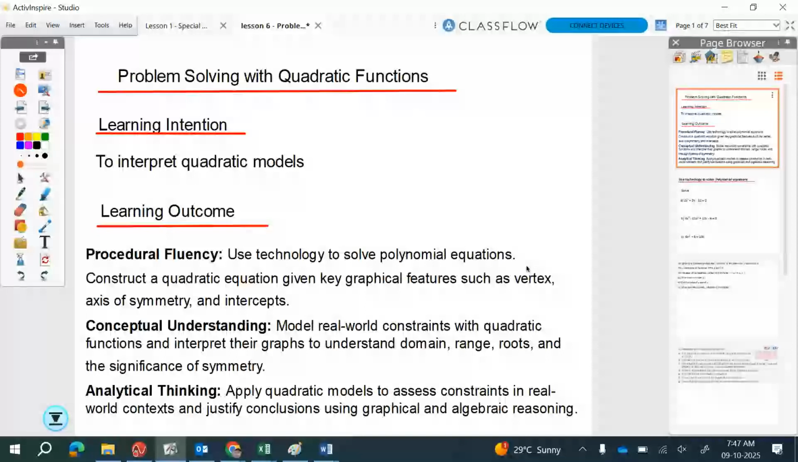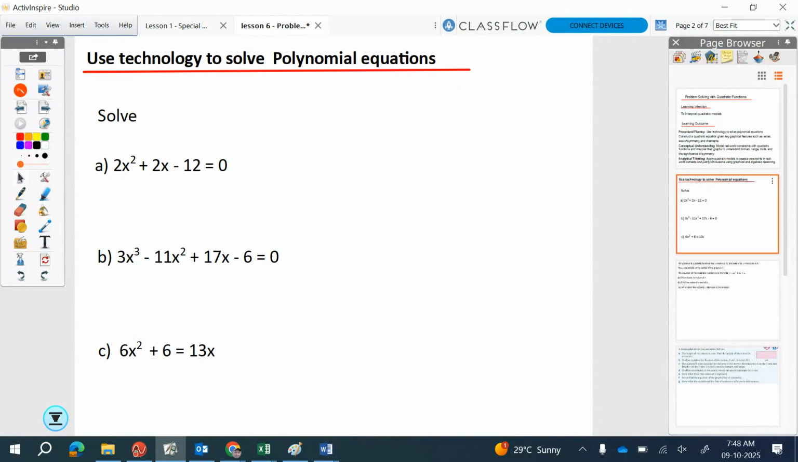Today we are going to look at problem solving with quadratic functions. Our procedural fluency is going to focus on using technology to solve polynomial equations, particularly using the polynomial root solver. That's what we're going to be looking at for today. Our conceptual understanding is modeling real-world constraints, making sense of the question and applying quadratic models to real-world contexts. So first off, our procedural fluency.